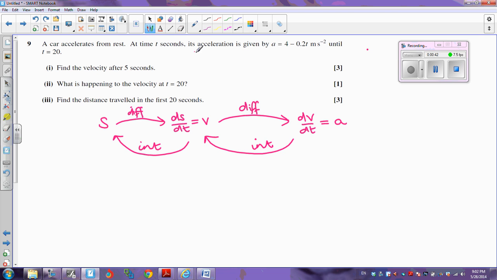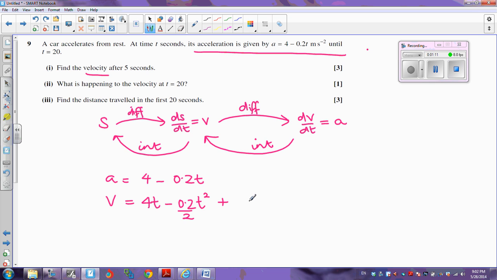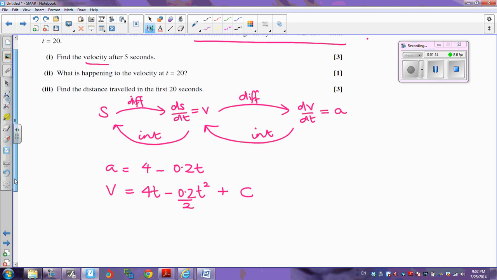So we are told that the acceleration is given by this expression, and we're asked to find the velocity. So we are going to need to integrate. So the acceleration is 4 minus 0.2t. Integrating, so we need to integrate this. If we integrate 4 with respect to t, we get 4t. Now if I integrate this, the power goes up, remember, when we integrate, and we divide by that 2, so it's 0.2 over 2. And don't forget that when we integrate, you have to introduce the constant of integration.